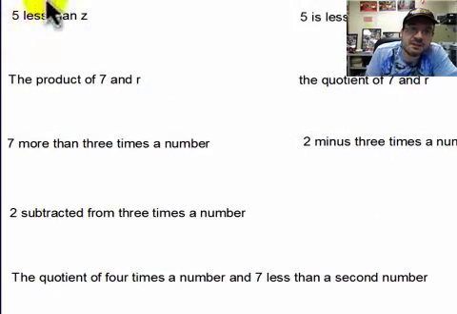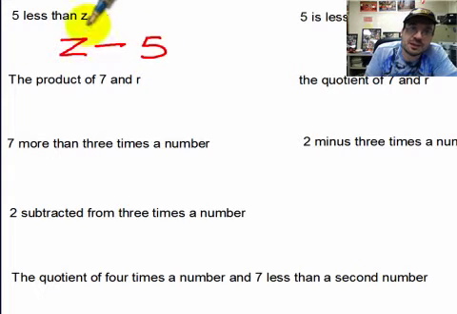Okay, 5 less than z. So I start with z. I want 5 less than that, so I subtract. The order changed.